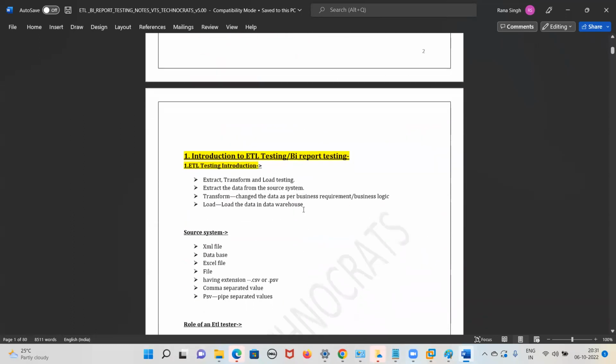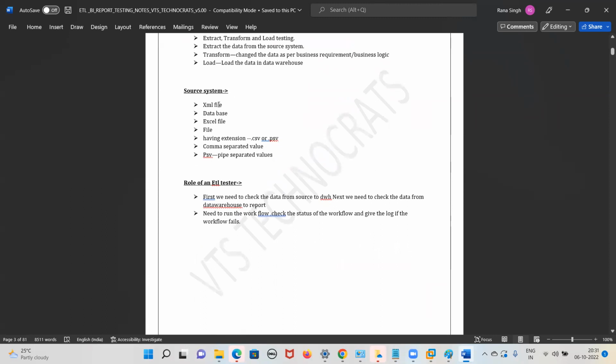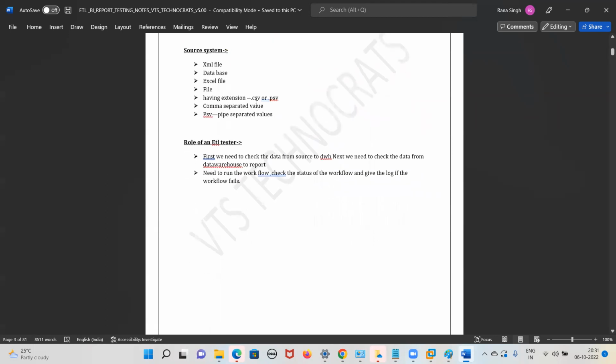Introduction to ETL testing: extract, transform, load testing. Extract the data from the source system, transform means change the data as per business requirement and business logic, and load the data into the data warehouse. The source system can be an XML file, database, Excel file, or a file with extension .csv or .psv. .csv means comma separated values, and .psv means pipe separated values. Okay, guys?